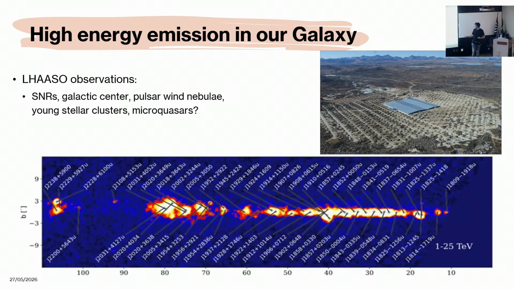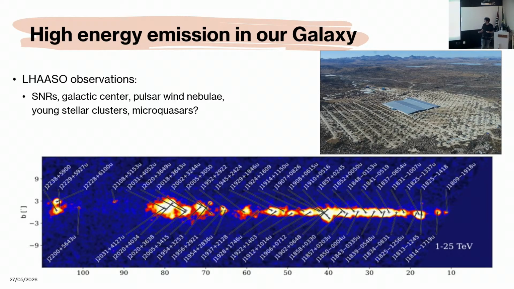What is really interesting is that these are the observations made by LHAASO in the range of 1 to 25 TeV. This telescope has a lot of sensitivity, but not a lot of resolution. Still, as you can see, we have a lot of gamma rays coming from our galaxy, and we do not quite understand these regions yet. And this is what is so exciting about these observations, that we still have a lot to discover in this high energy range.